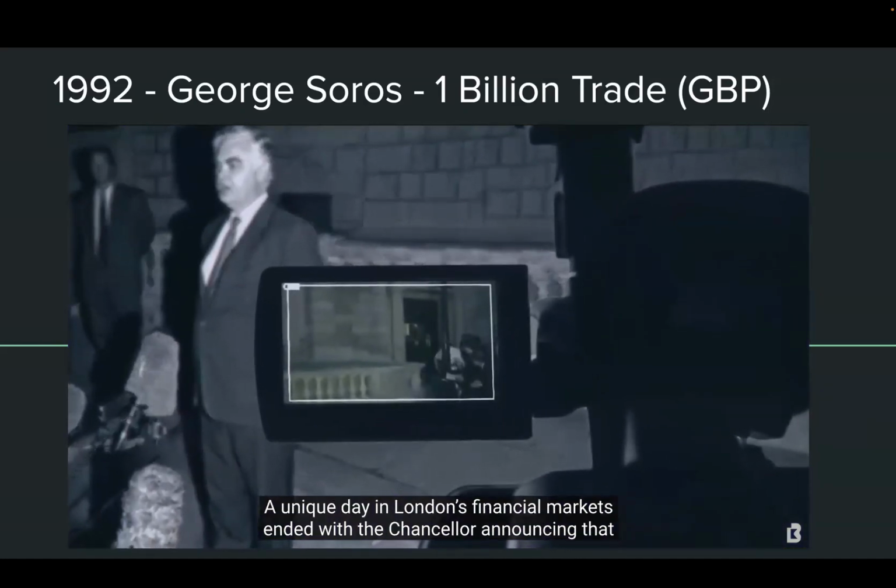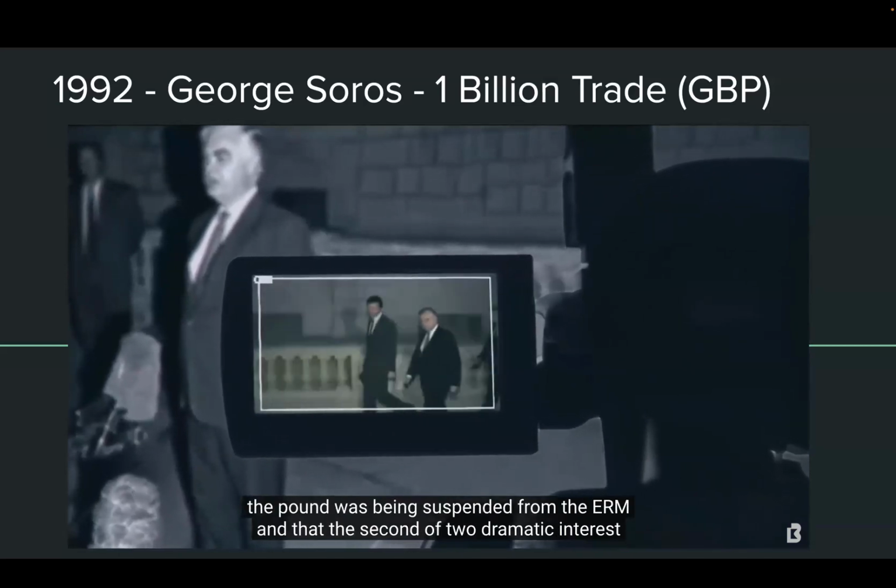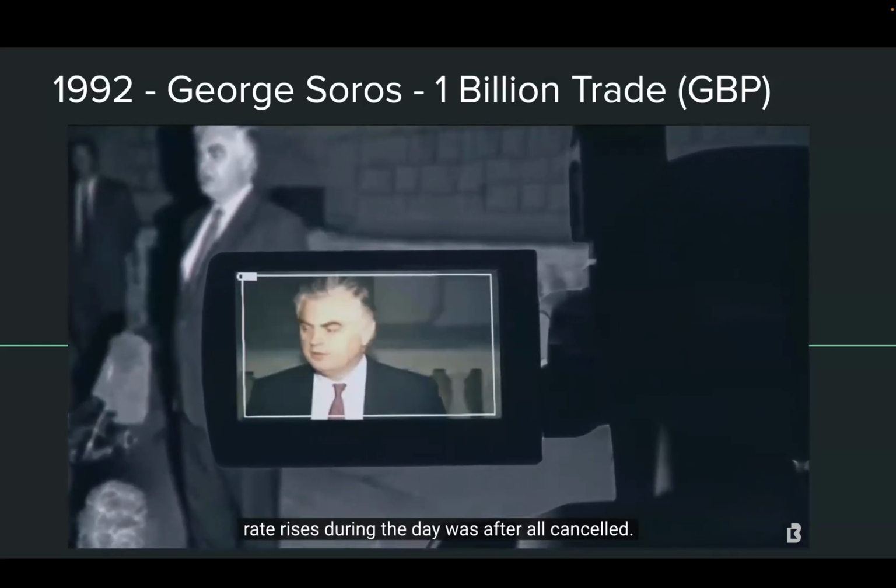A unique day in London's financial markets ended with the Chancellor announcing that the pound was being suspended from the ERM, and that the second of two dramatic interest rate rises during the day was after all cancelled.